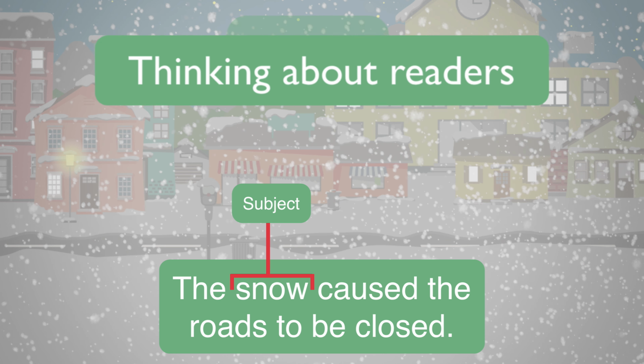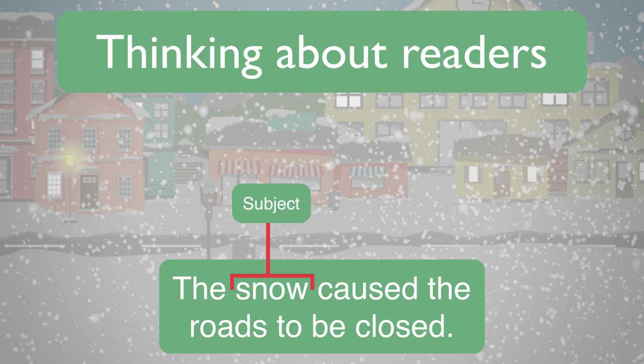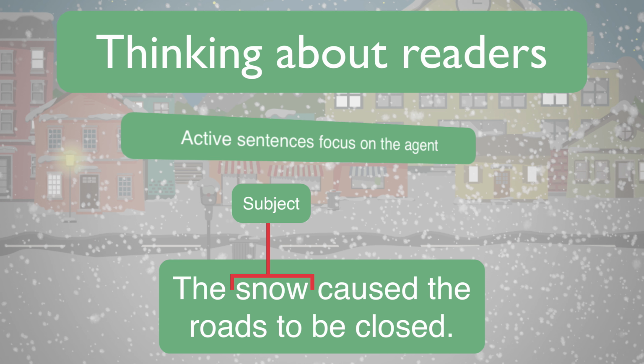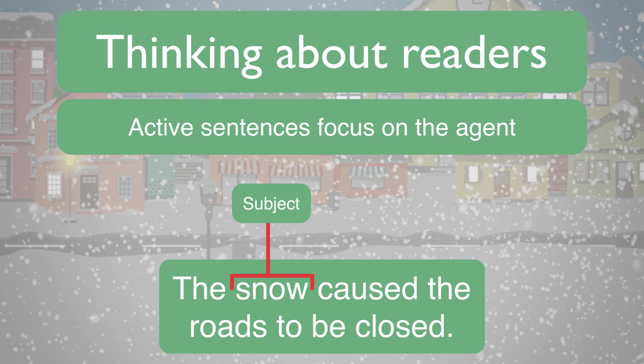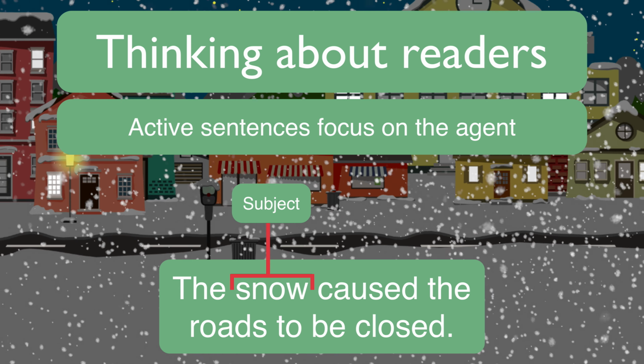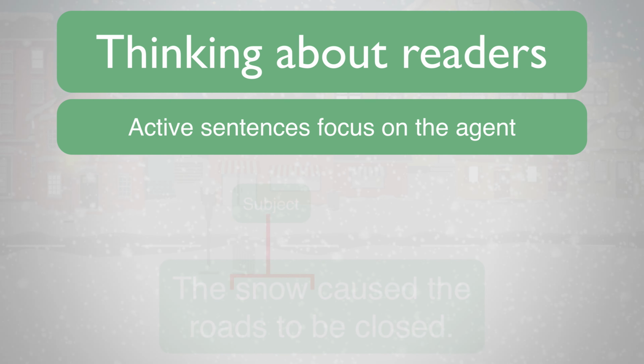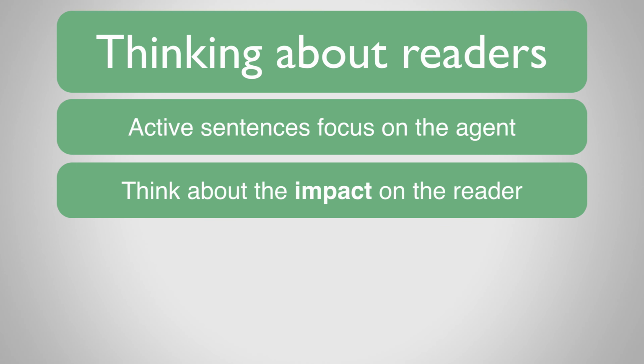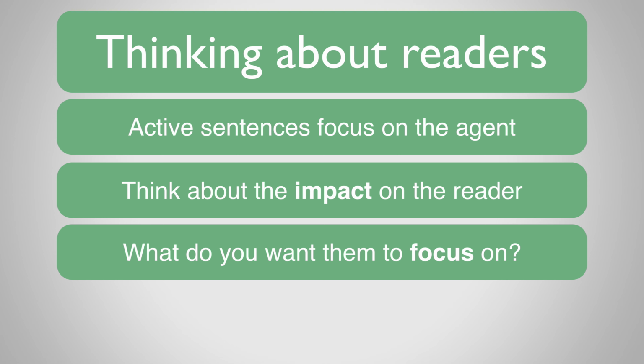As readers, our attention tends to fall on the subject of the sentence. It's what comes first, so it's what we focus on. As writers, we can use active sentences to focus the reader's attention on the person or thing that is carrying out an action. So in our example here, the reader will be focused more on the snow than on the road. When writing, think carefully about the impact you want to have on the reader and what in particular you want them to focus on.